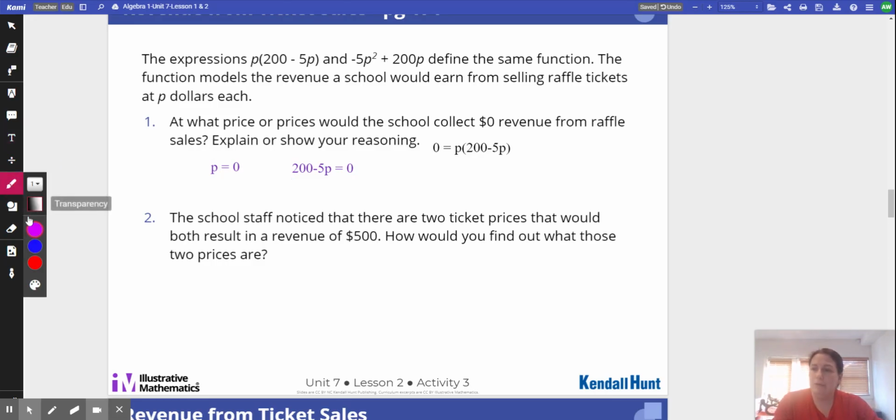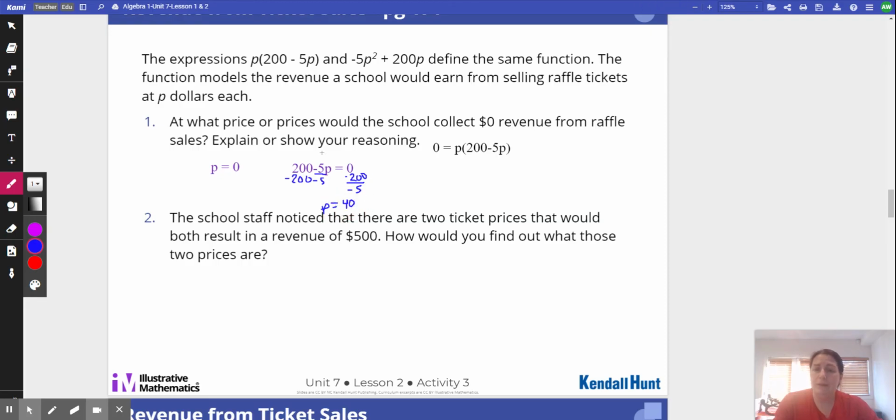So I'm going to subtract 200 on both sides, and then divide by negative 5. So I'm going to divide by negative 5. We get p equals 40.